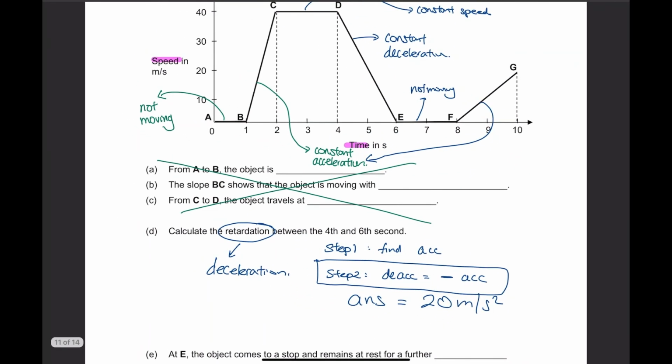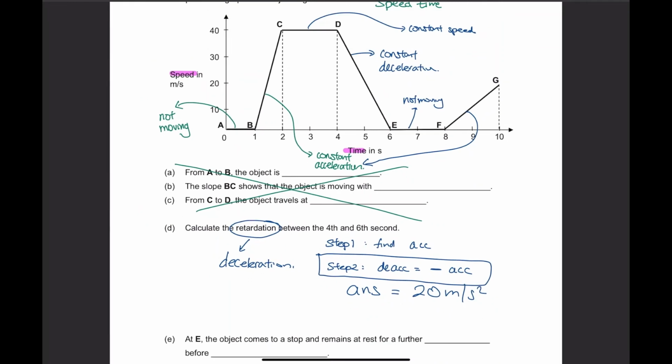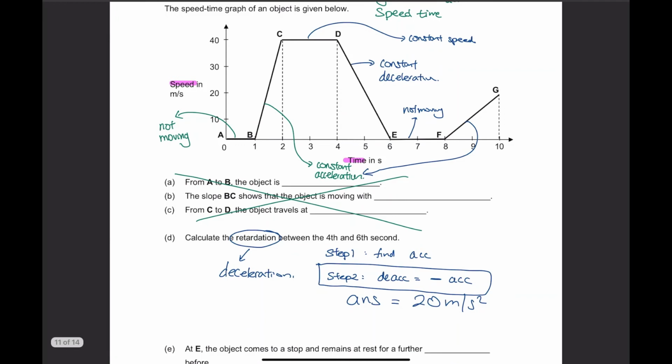Okay. So the next part, I skip part A to part C, but let's focus on part D. They ask you to find the retardation. It's quite common that the question asks you what's the retardation between whatever time. So between 4 and 6 seconds, we know that this is a deceleration. Deceleration is actually equal to retardation. So first step is that we find the acceleration value. The acceleration value, we plug and play.